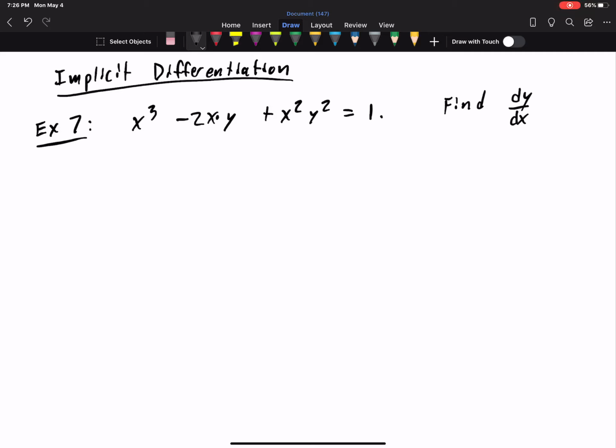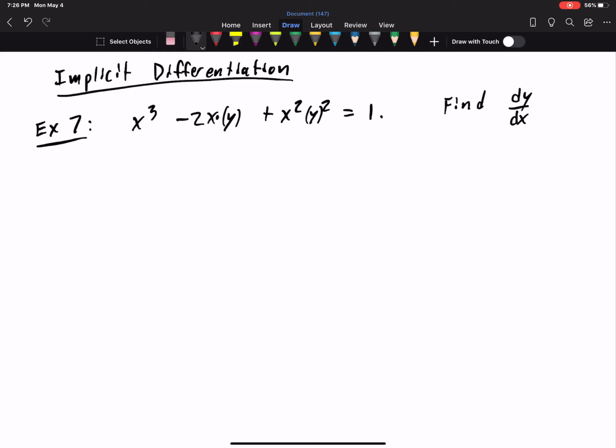All right, moving on to example number 7. This one works exactly the same way as example 6, believe it or not. Yes, it's a little bit more complicated, but you're still using the product rule implicitly. Okay, so first thing to do before we get started is put some parentheses around all your y's. It reminds you to use the chain rule.